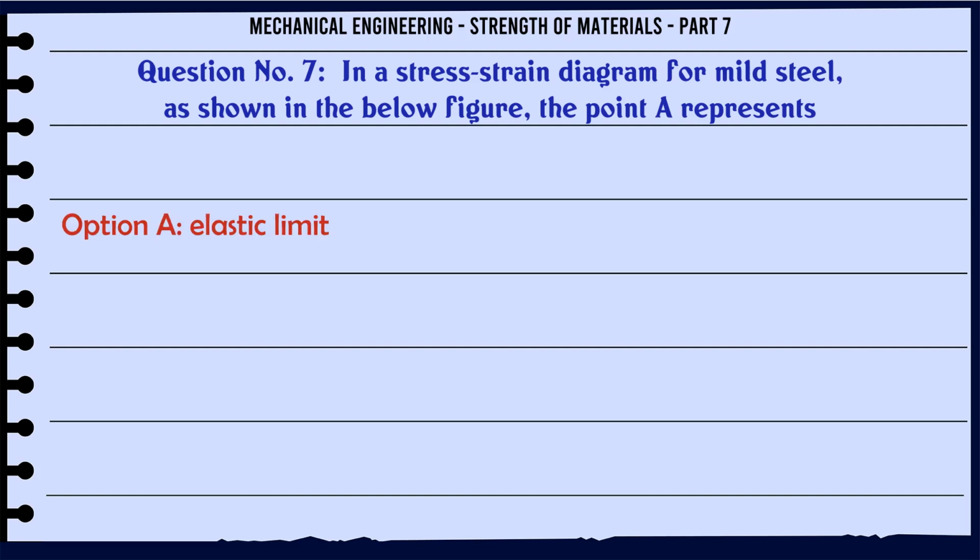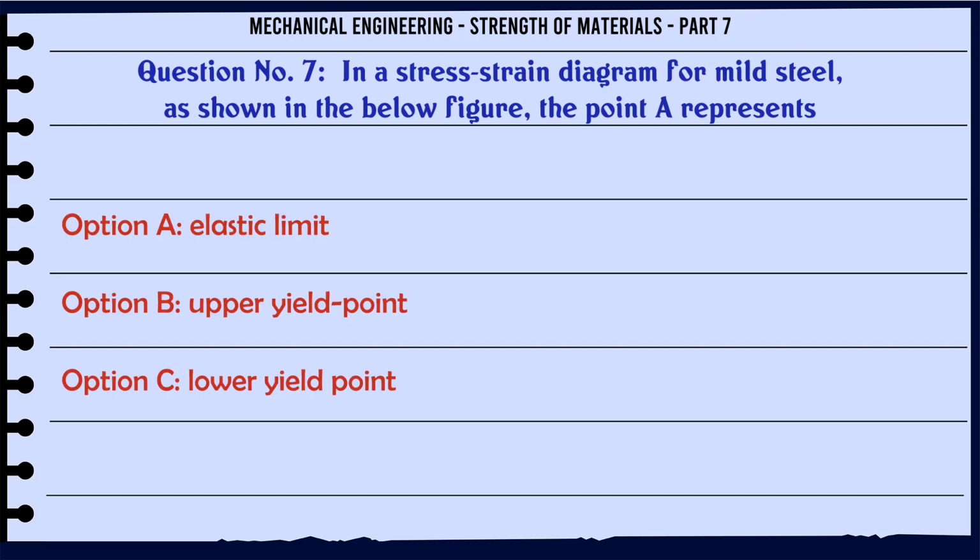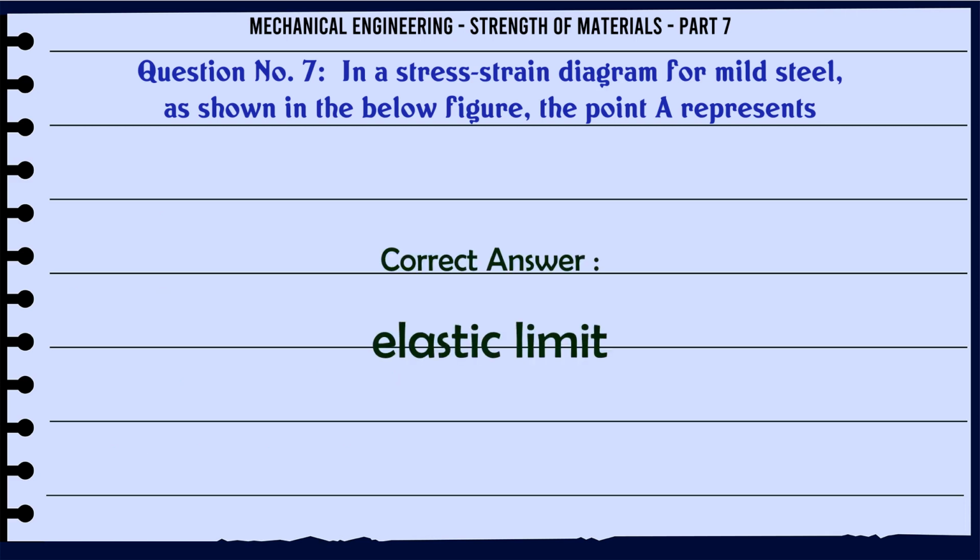In a stress-strain diagram for mild steel as shown in the below figure, the point A represents A. elastic limit, B. upper yield point, C. lower yield point, D. breaking point. The correct answer is elastic limit.